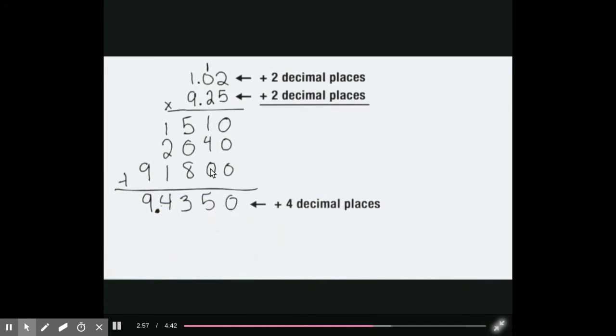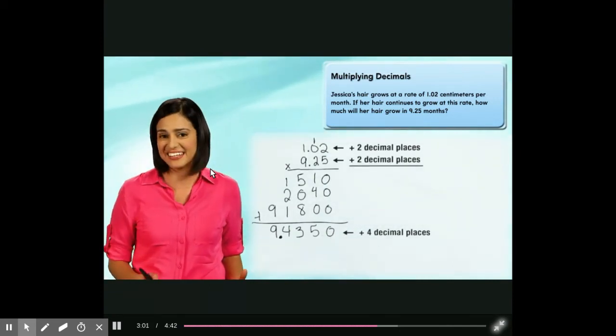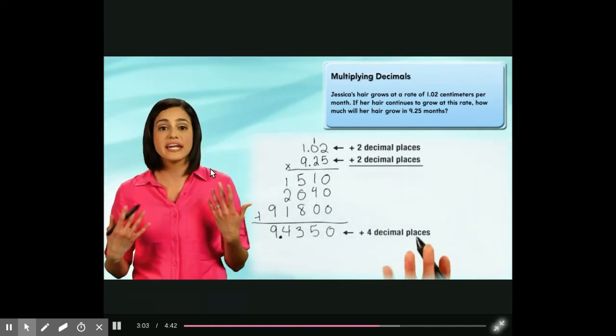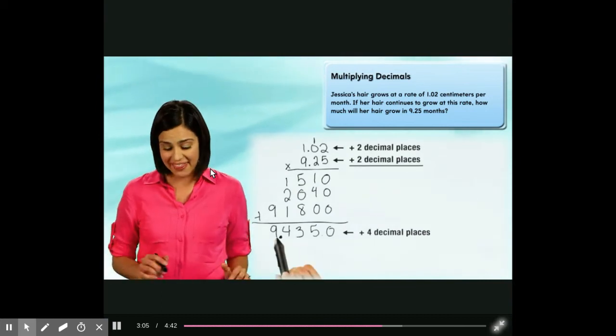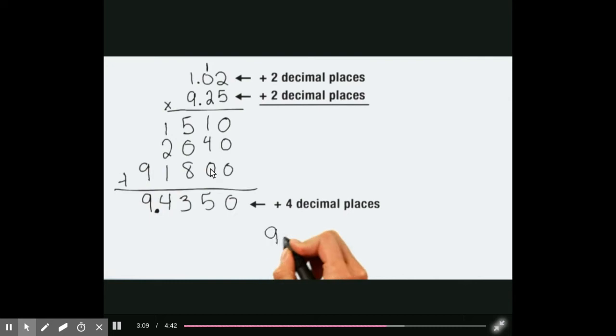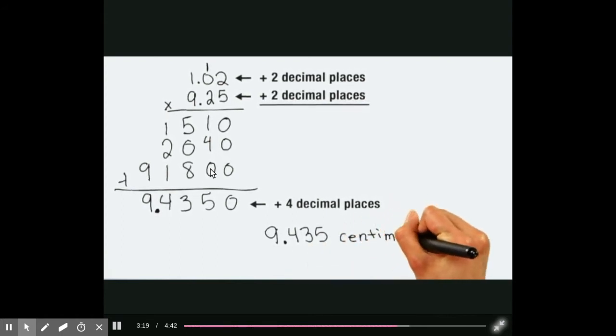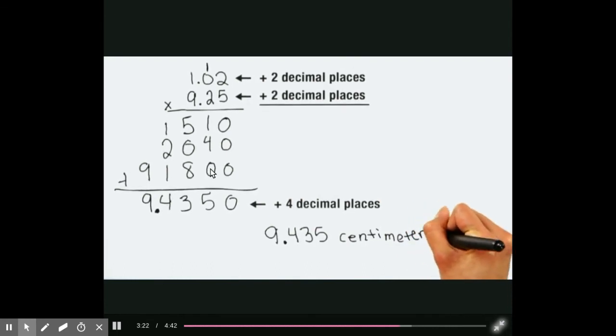Okay, great. Now notice that we have a 0 at the end of our decimal. We can actually drop that 0, and this decimal here is equivalent to 9 435 thousandths. And let's write our units in, because it's very important to write them.